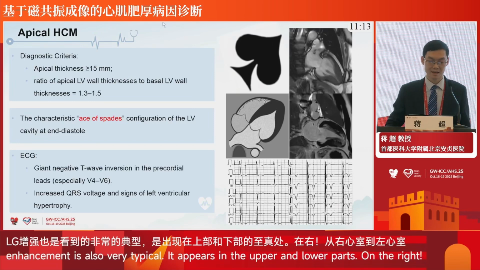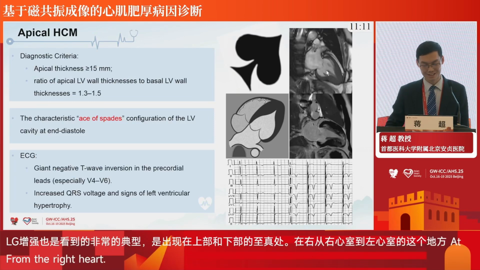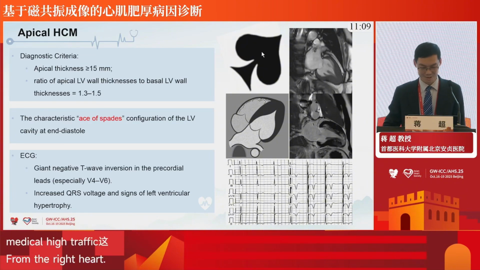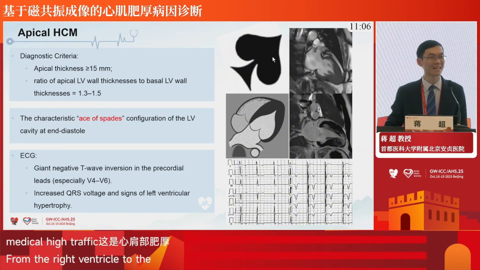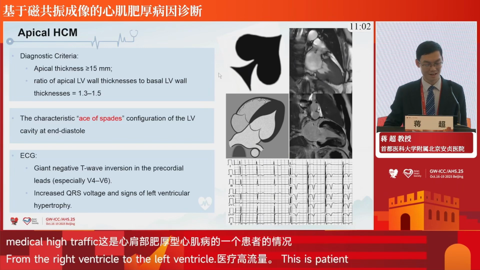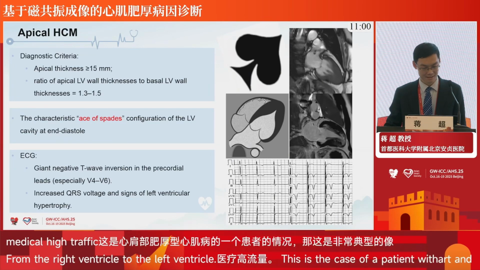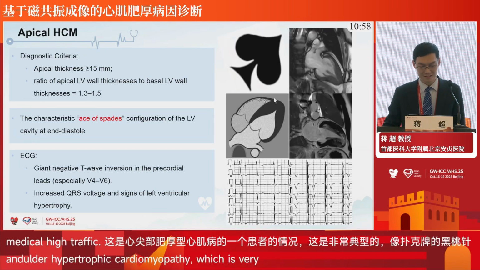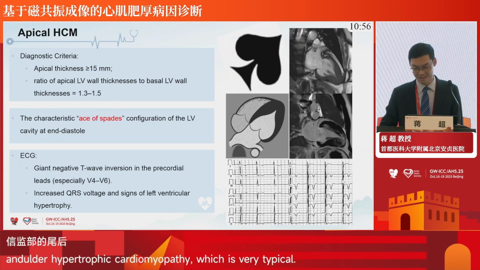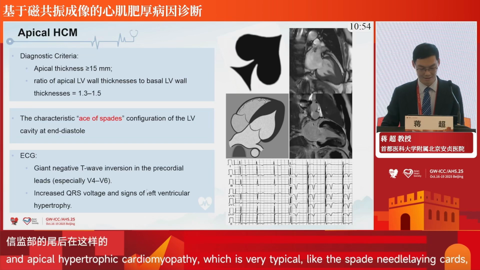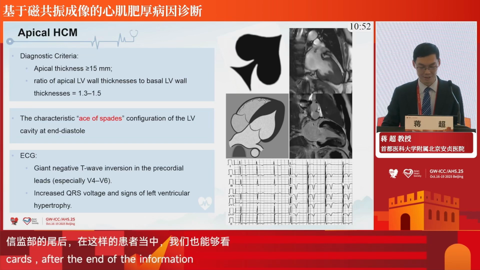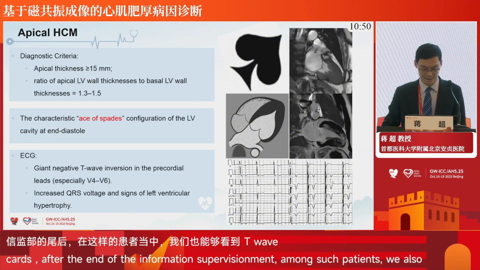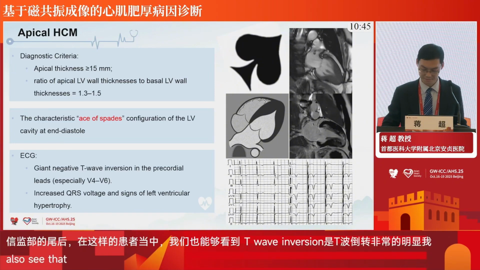And this is the apical hypertrophic cardiomyopathy. We can see the ace of spades. This is a very typical sign of apical hypertrophic cardiomyopathy. In these patients, we can also see the very giant negative T wave inversion and also increased QRS voltage.